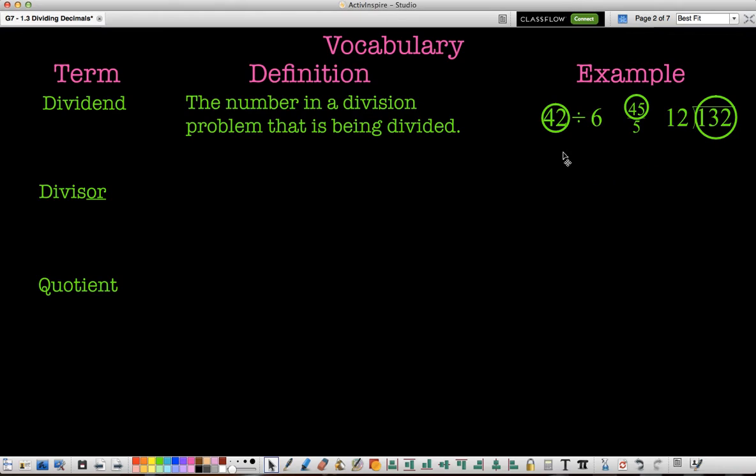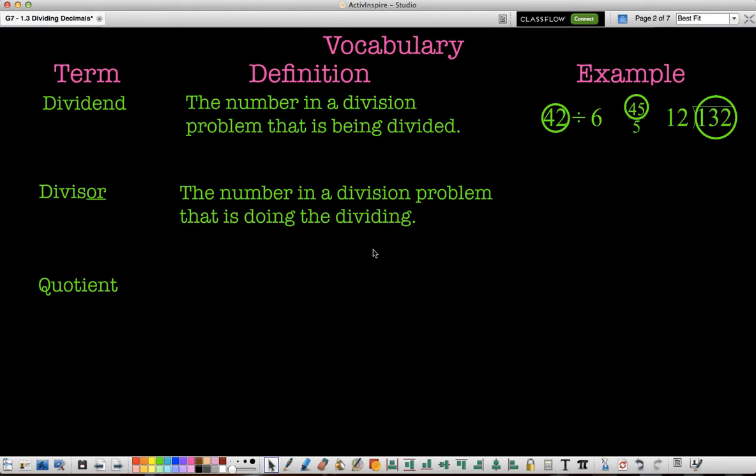In an actual division problem, so here we have 42 divided by 6, 42 would be your dividend. When it's set up like a fraction, the number on top is the number that's being divided into groups, so that's your dividend. And when you look at long division, it's the number on the inside of the division symbol. So the dividend is the number that's being divided.